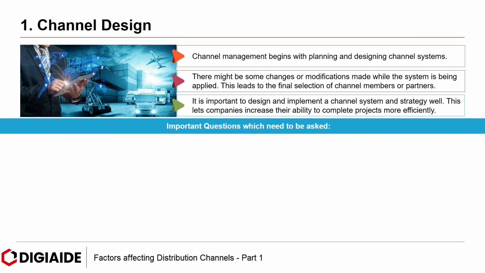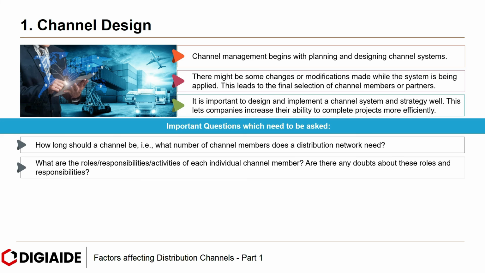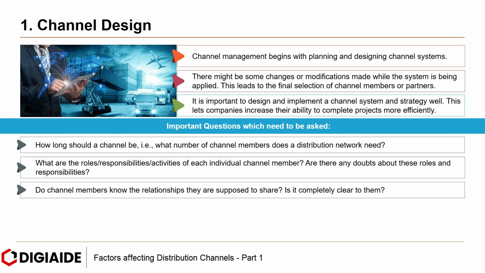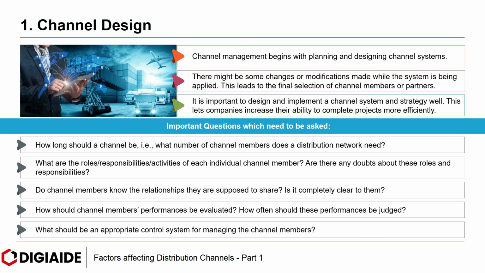Important questions need to be asked. First, how long should a channel be? That is, what number of channel members does the distribution network need? Next, what are the roles, responsibilities, and activities of each individual channel member? Are there any doubts about these roles and responsibilities? Third, do channel members know the relationship they are supposed to share? Is it completely clear to them? Next, how should channel members' performance be evaluated? How often should this performance be judged? And finally, what should be an appropriate control system for managing the channel members?